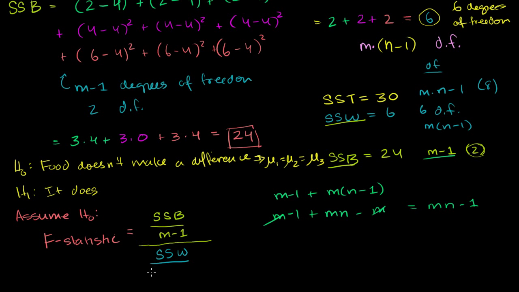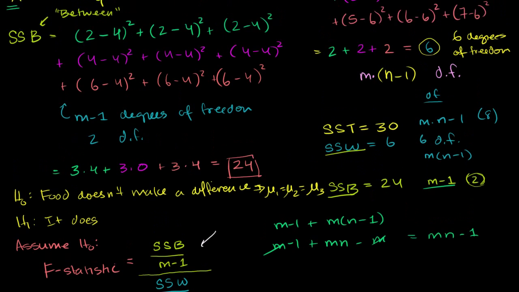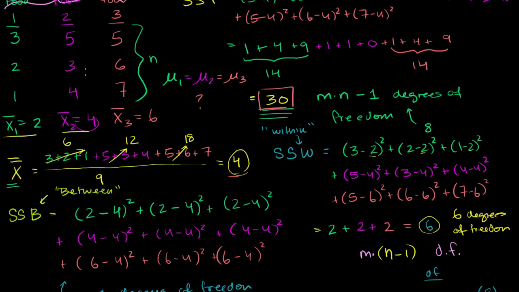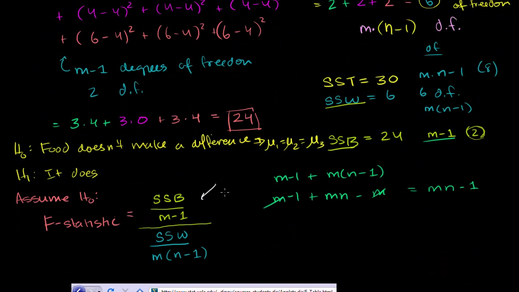And that was m times n minus 1. Now, let's just think about what this is doing right here. If the numerator is much larger than the denominator, then what that tells us is that the variation in this data is due mostly to the differences between the actual means, and it's due less to the actual variation within the means. That's if this numerator is much bigger than this denominator over here.